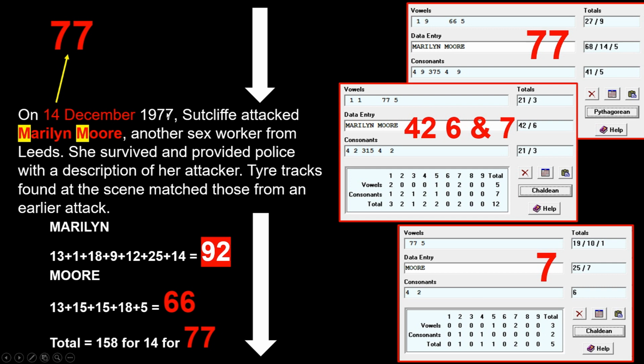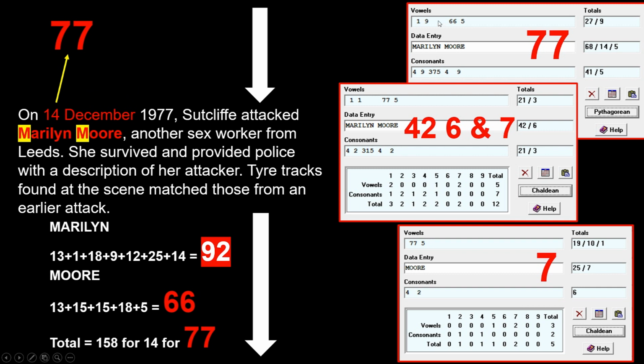Now, on the 14th of December, he attacked Marilyn Moore. So there's an M and an M. Turn these round 90 degrees and we've got 33, but we've also got the same initials. Again, we've got the 14th of December, so we've got 14 for 77. If we add 14 and 12, and I've only just seen this, I missed it originally, 14 and 12 gives us 26 for our two 6s for 66 again. We've seen that number a lot.